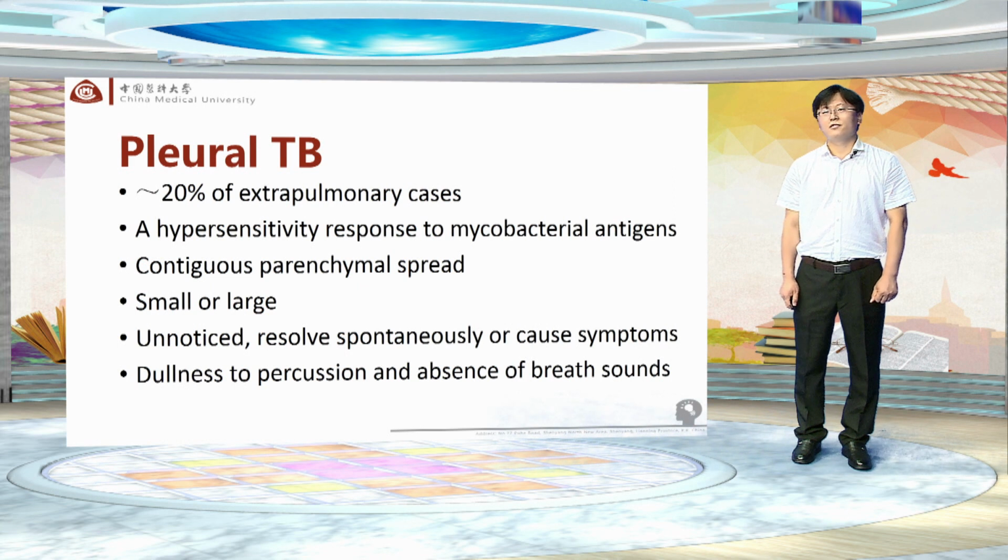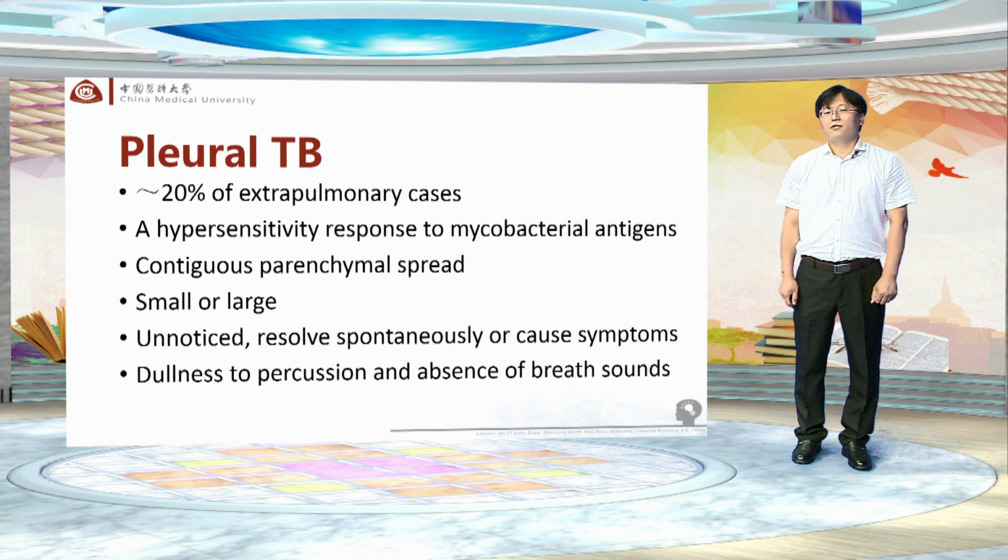Pleural tuberculosis accounts for up to 20% of extrapulmonary cases. The nature of pleural tuberculosis is a hypersensitivity response to mycobacterial antigen. It can happen because of contiguous parenchymal spread. The fluid can be small or large. Some may even go unnoticed and resolve spontaneously, but some may cause symptoms.